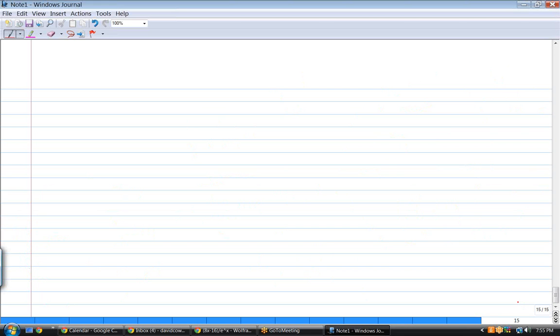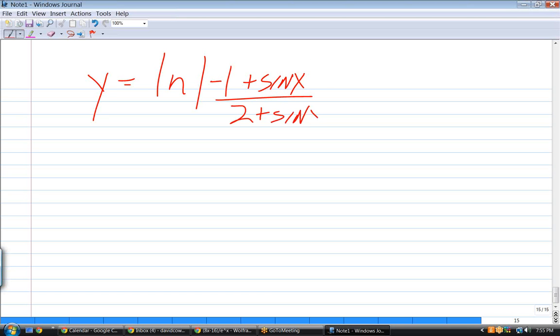Okay, so I guess the last problem we'll probably get to is the natural log, and then they do the absolute value of negative 1 plus sine x all over 2 plus sine x. All of it inside the absolute value? Yeah, that's right.